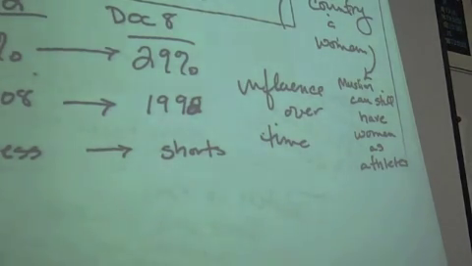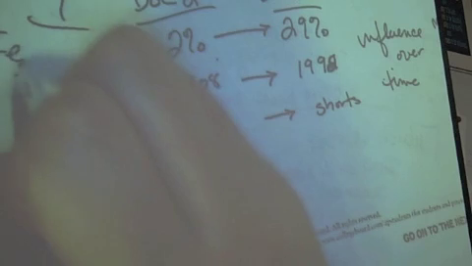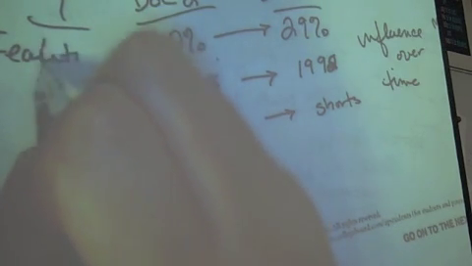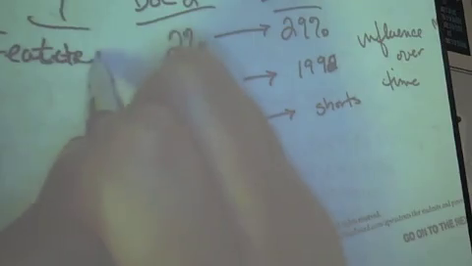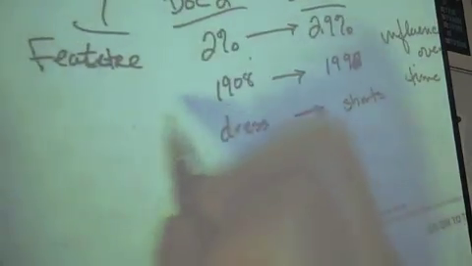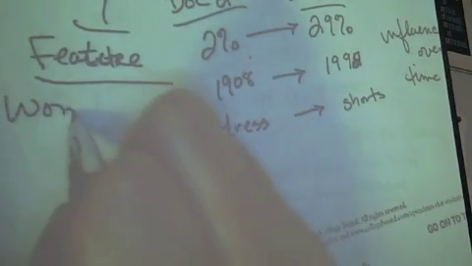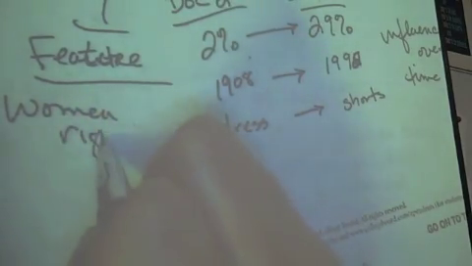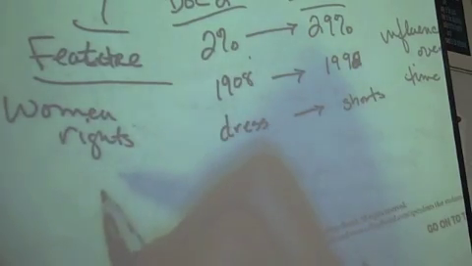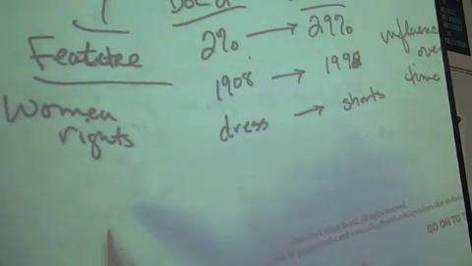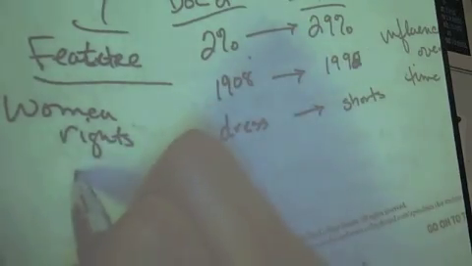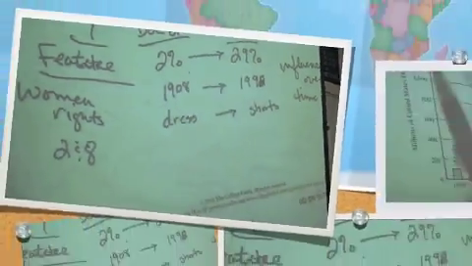How are we going to group this? The feature is what? Women's rights. I can't spell that today. Feature. Women's rights. We're going to do women's rights. Okay. And then we could group that with Doc 2 as women's rights. Go to Doc 9.